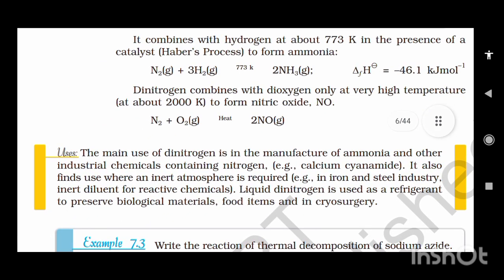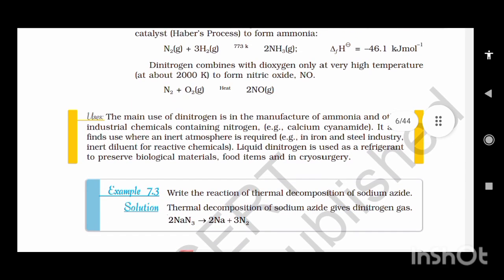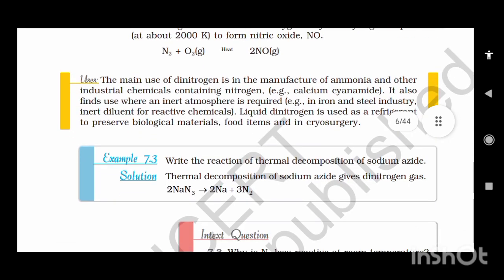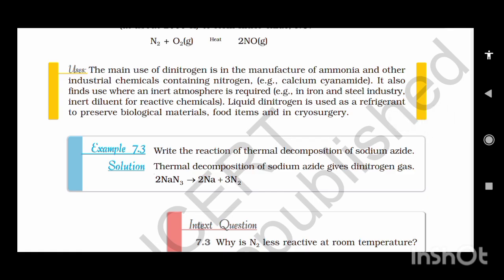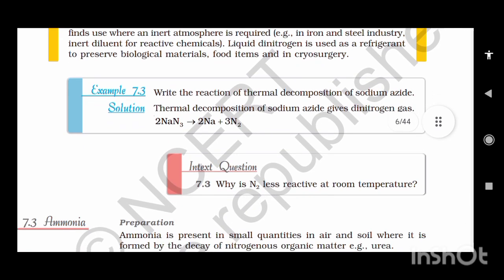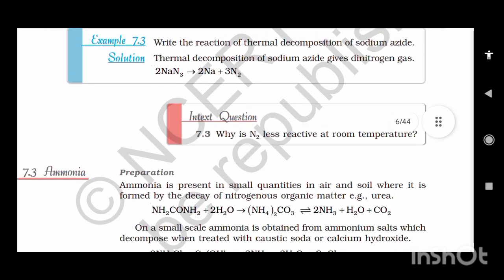Uses. The main use of dinitrogen is in the manufacture of ammonia and other industrial chemicals containing nitrogen. It also finds use where an inert atmosphere is required. Liquid dinitrogen is used as a refrigerant to preserve biological materials, food items, and in cryosurgery.